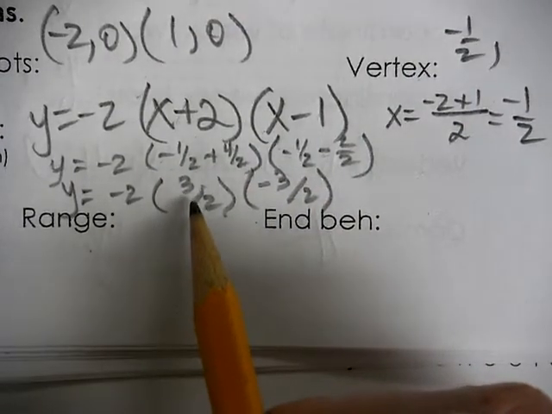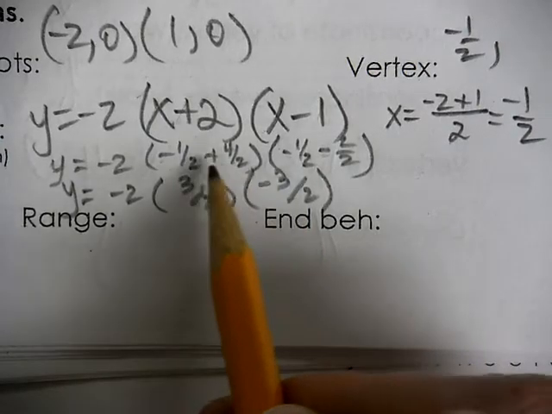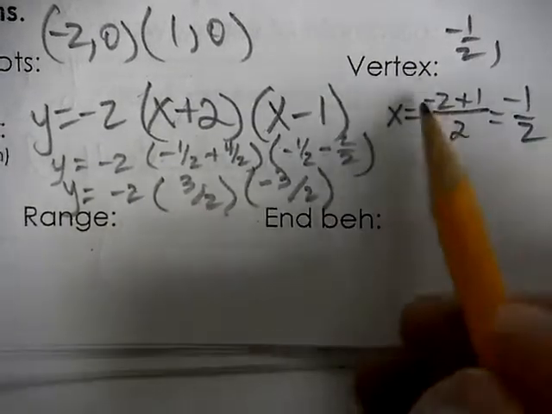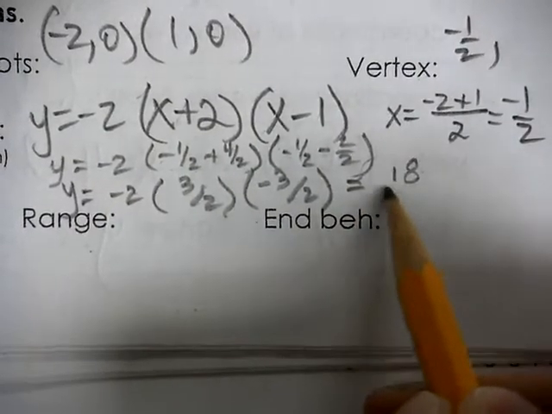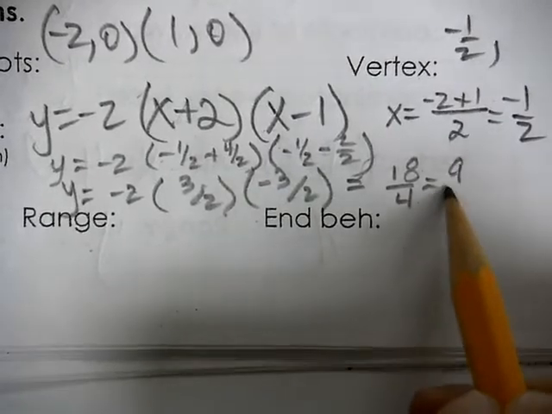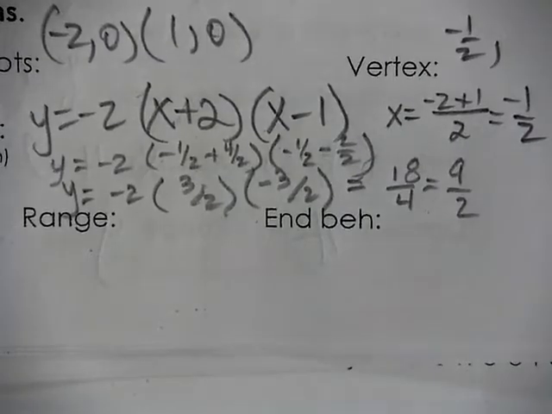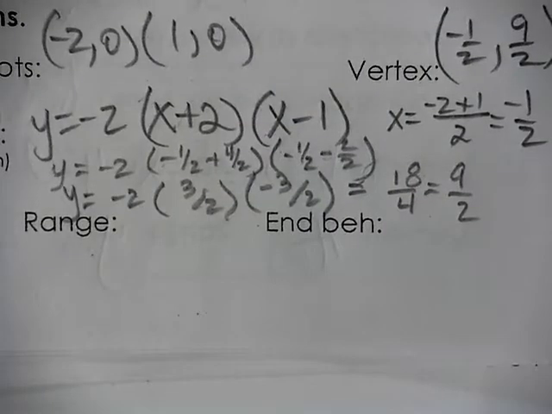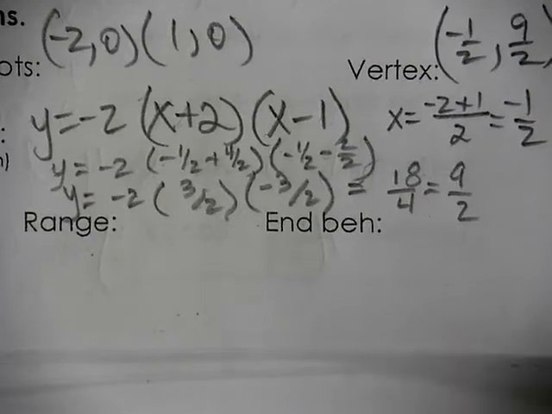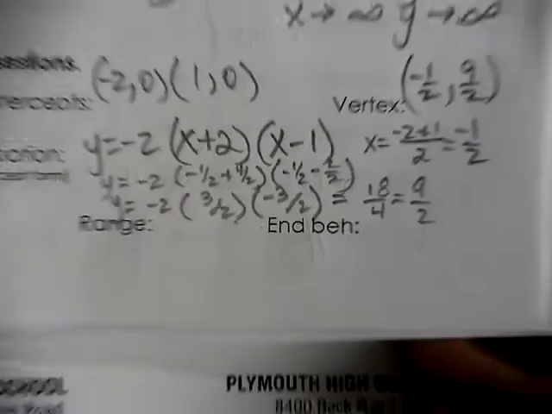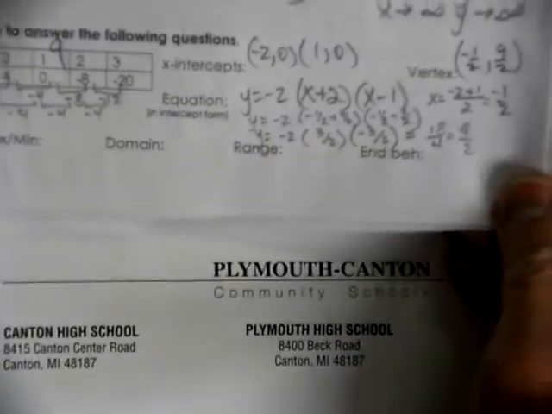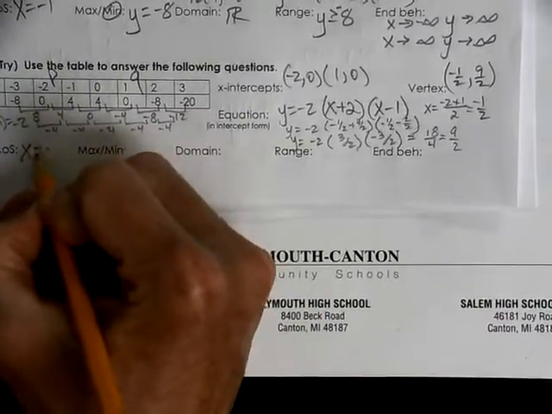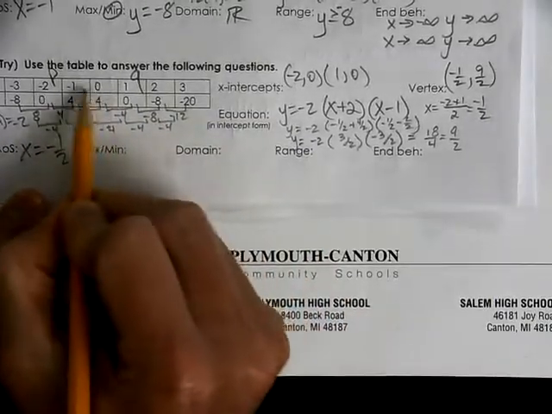So we're going to look at that. This is 9 times 2 is 18 divided by 4, which is 9/2. So we know that our vertex is at (negative 1/2, 9/2). It's a little crazy, but notice it can be done without a calculator. Your axis of symmetry is at negative 1/2. That's halfway in between.